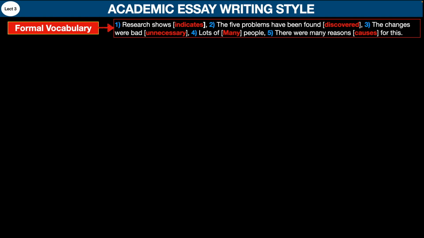The next one is "lots of people." Lots of is a spoken form, and you can write it to your friend when you send a text message, or in any informal kind of writing. So instead of lots of, always use many. Many people is more formal than lots of people. Then, "there are many reasons for this." This phrase is not formal, it is informal. So instead of many reasons, use causes for this. We will learn more in the next lecture.